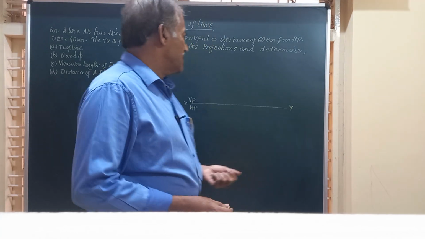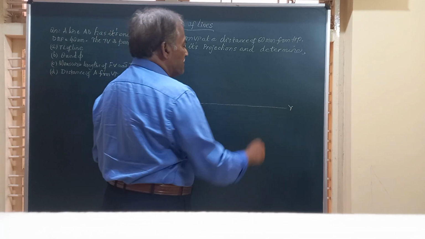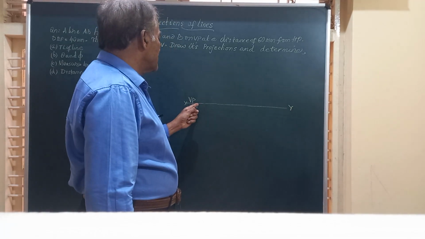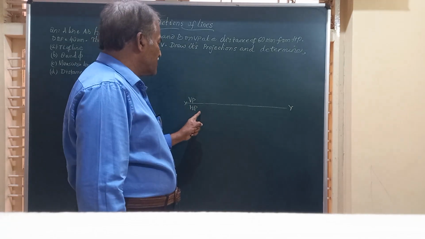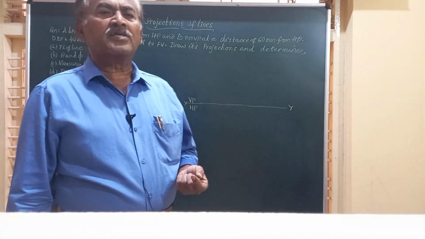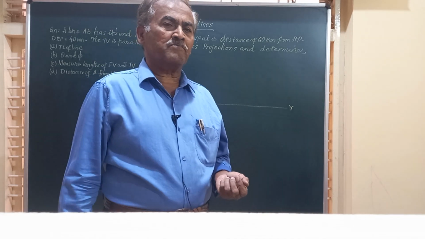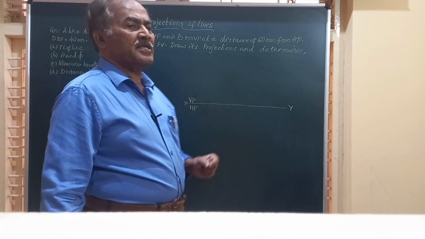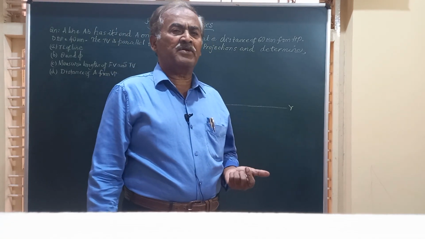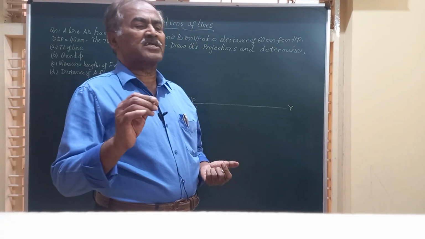Friends, I mark a line XY and on this I show VP and HP. So VP and HP shown like this represents the first angle projection. Here the line is AB. They have not given the length of the line or the inclination made by the line, etc. But only it is given.